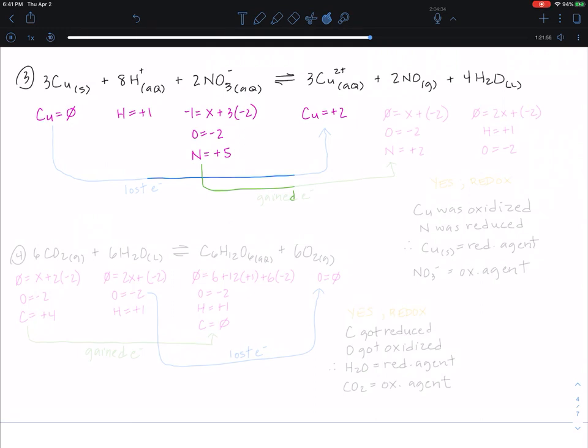So now we've got zero equal to X plus one oxygen. Oxygen is negative two unless it's bonded to itself. So oxygen is negative 2. What happened to the nitrogen, though? The nitrogen is going to end up being positive 2. So now you know who got oxidized, and you just figured out who got reduced.